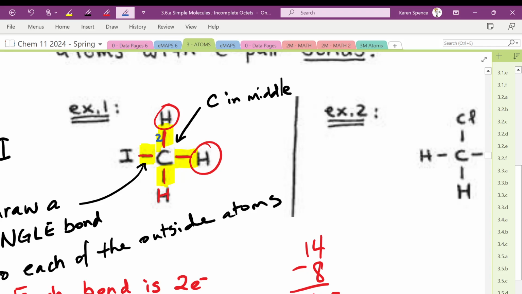Well, we have 2 electrons, 2 electrons, 2 electrons, and 2 electrons. Does that make 8? Yes. So carbon is also satisfied.